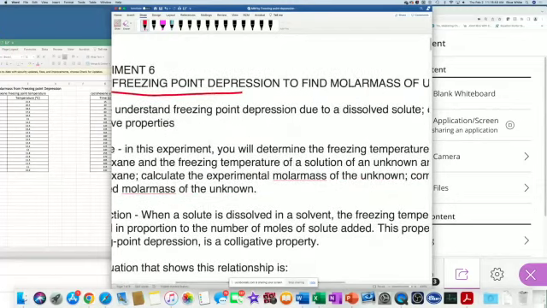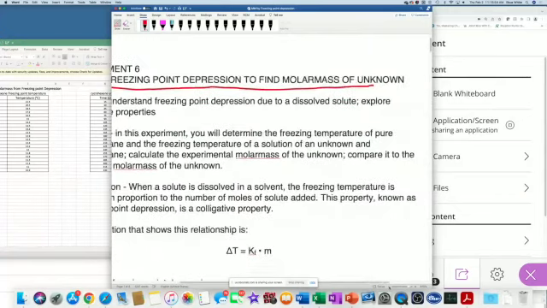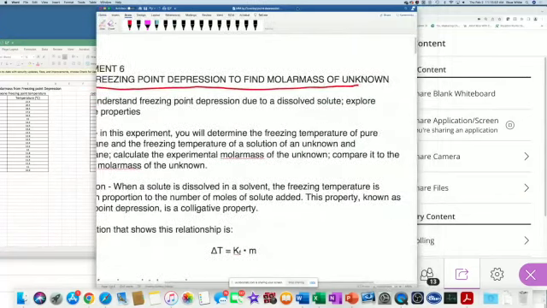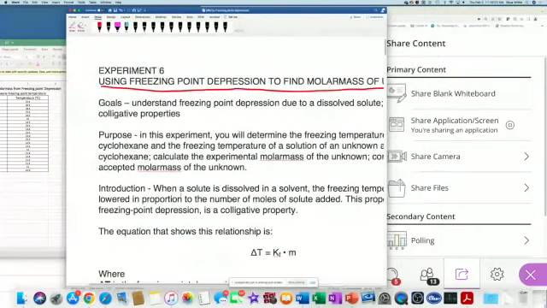Okay. So the purpose of this experiment is essentially to use the freezing point depression to find the molar mass, in this case, of an unknown, right? Let me zoom this out a little bit so we can see. Yeah, molar mass of the unknown. Now we know the molar mass has a unit of grams per mole, right?